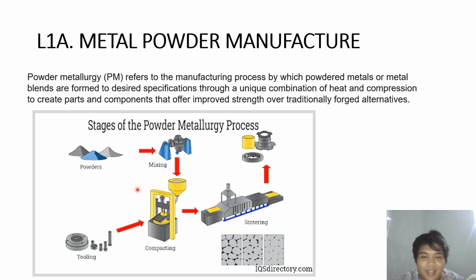If you can see here, the microstructure has space between one particle and another. After the sintering, it's gonna be like this. So that's the introduction of the metal powder manufacture process, or powder metallurgy process.